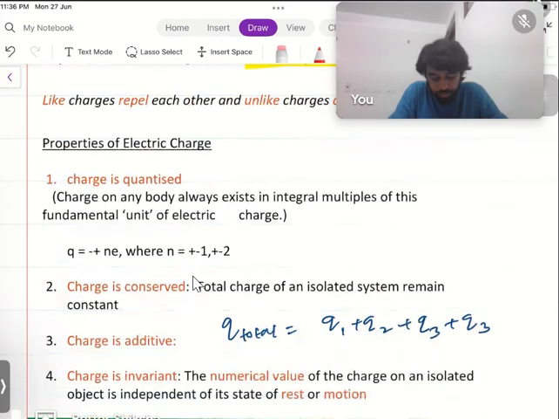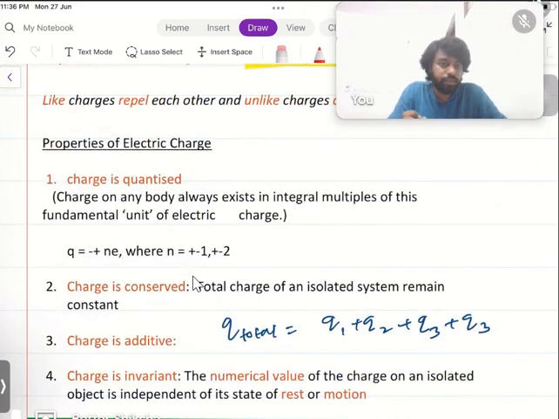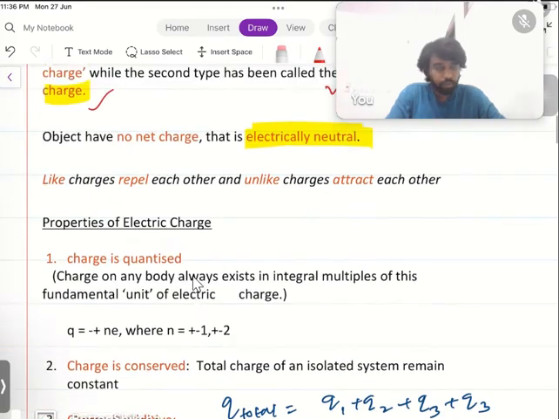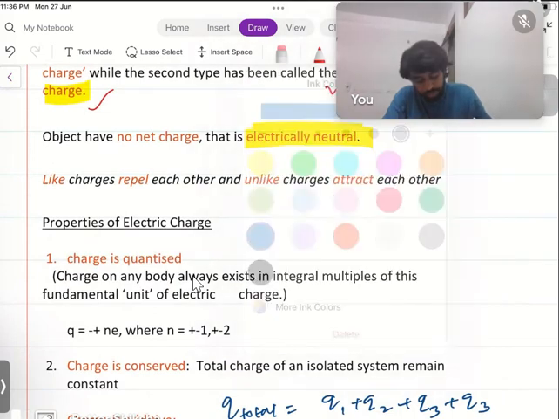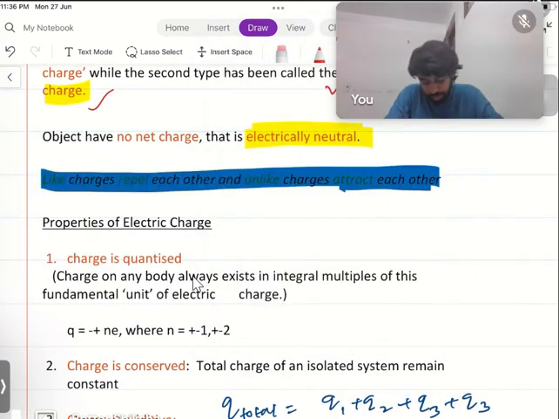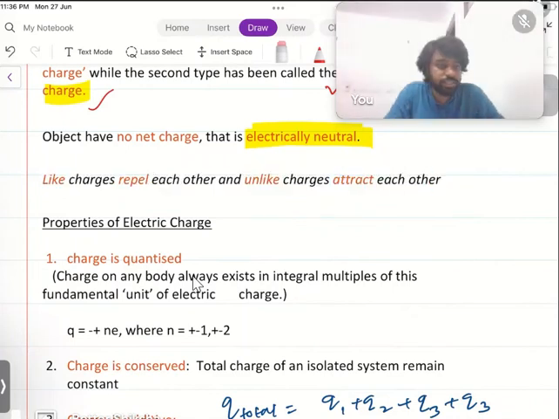Another property of charges: if you have two charges of the same nature, that means both are either positive or negative, and you place both charges at a particular distance r, then both charges try to repel each other. Similarly, if both have negative charges, the same phenomenon occurs, both try to repel each other. If one is positive and one is negative, then both try to attract each other. So charges repel each other when both are positive or both negative, and charges attract each other when one is positive and one is negative. That is called unlike charges.